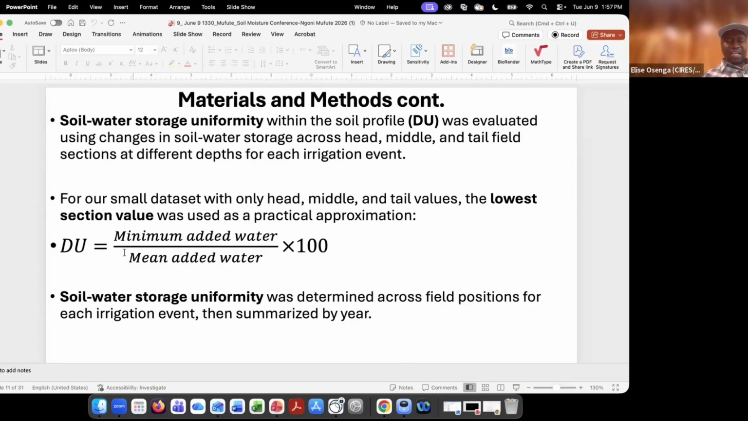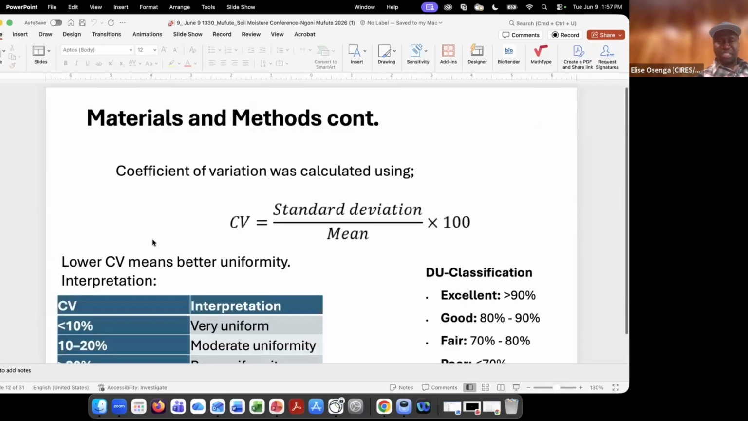In this case, we're simply looking at the area of the field, be it the head or the tail or the middle, which has the minimum water amount that has been added to the soil as compared to the mean of the whole field. So that was our distribution uniformity parameter. We also looked at coefficient of variation: how variable is the amount of moisture that has been introduced into the soil by the irrigation? So we have these interpretation parameters for CV and DU.